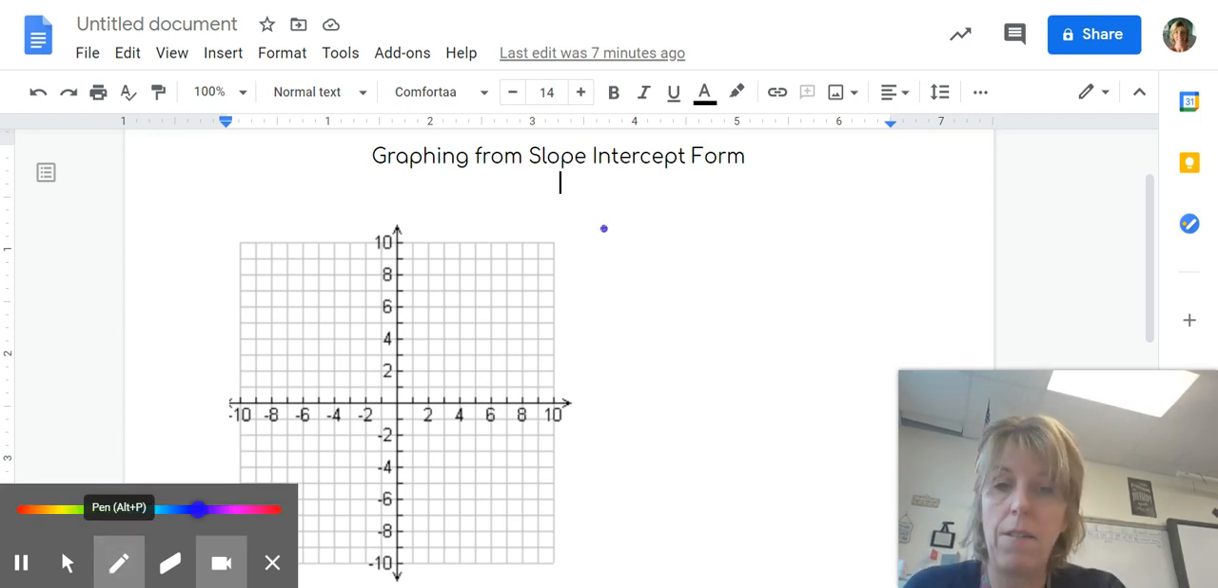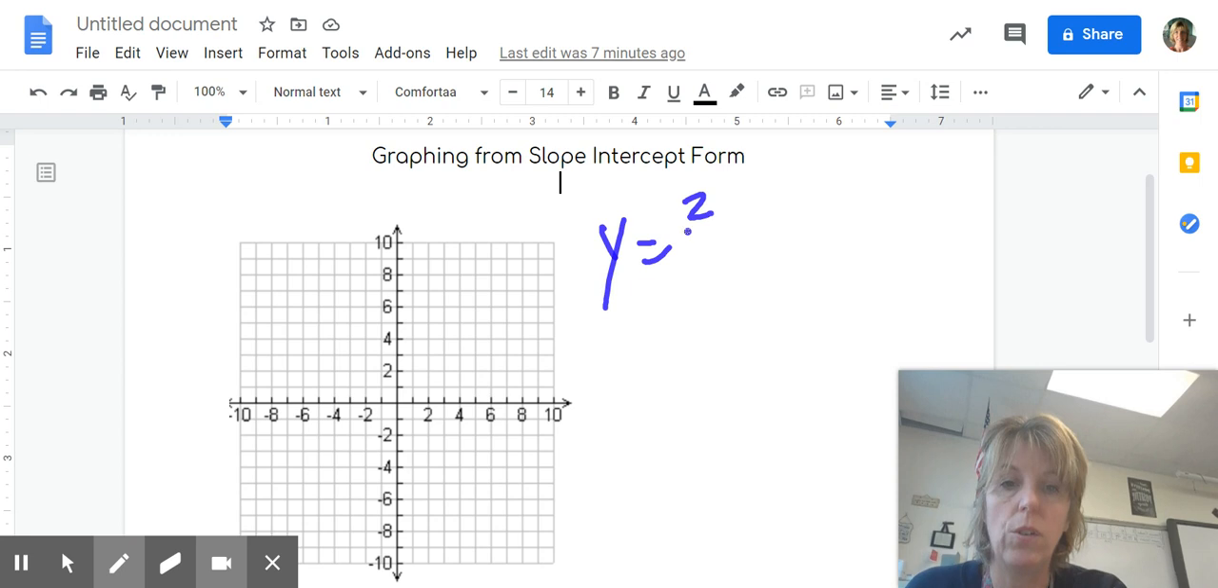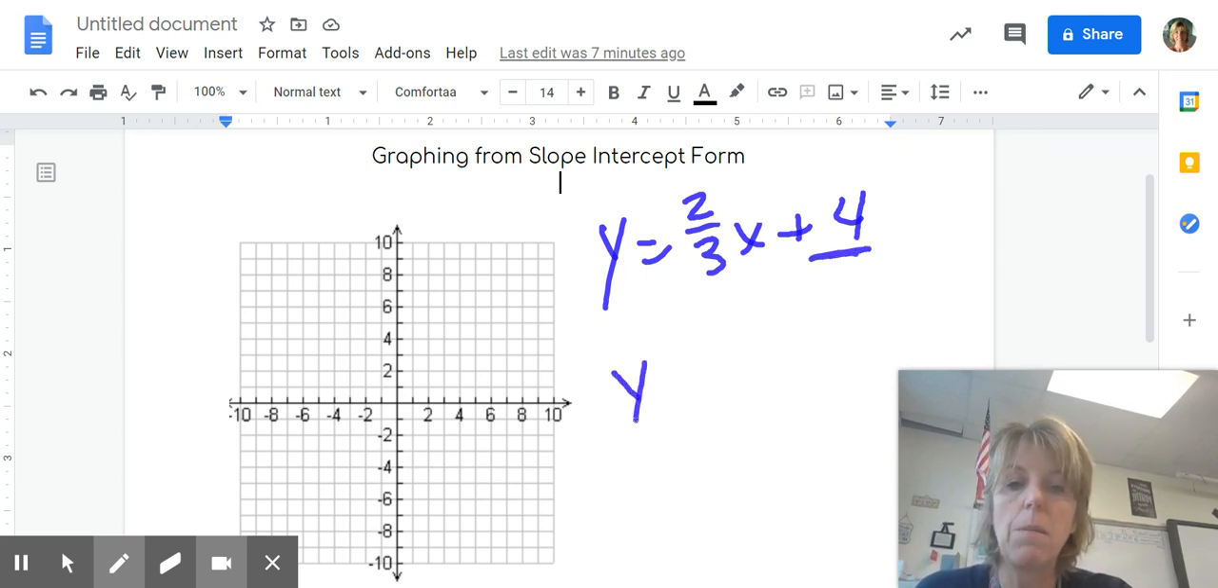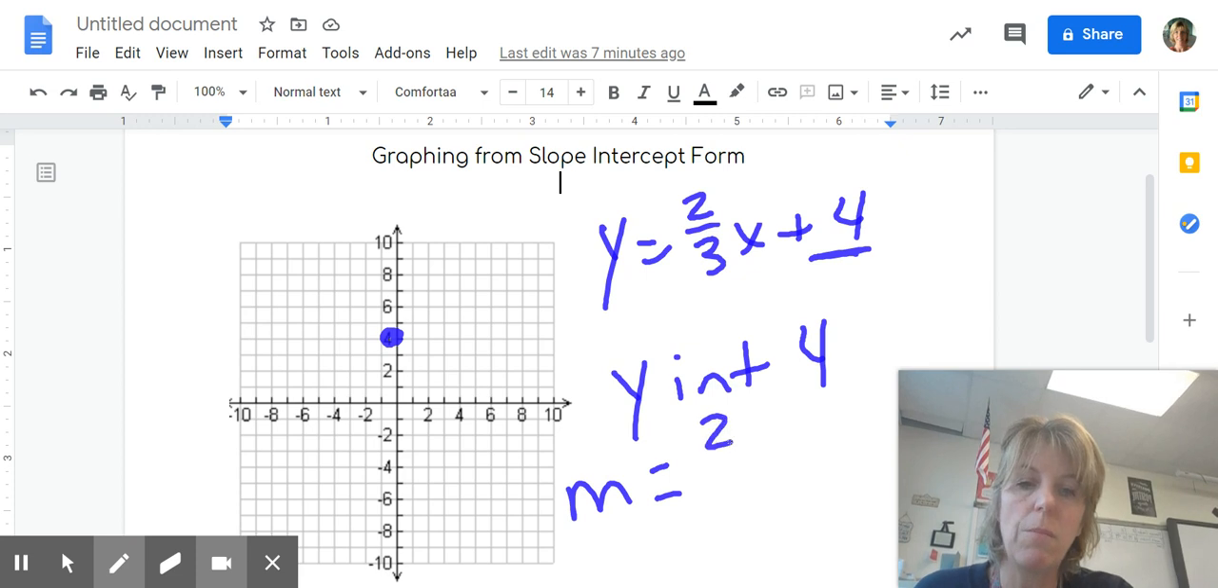Let's see, what if I have something like this? Y equals 2/3 x plus 4. What if there's a fraction in there? This is going to be your favorite fractions to have of the whole year. These fractions are super simple to do. There's my y-intercept. My y-intercept is 4. So I'll plot that point at 4. And my slope is the coefficient. My slope is 2/3.